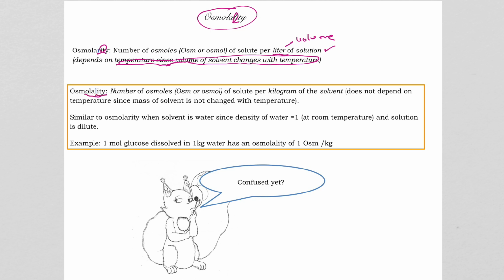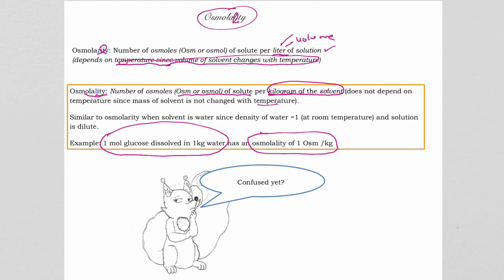However, osmolality is the number of osmoles of solute, not per volume, but per weight of the solvent. In this case, kilogram of, let's say, water. The nice thing about this is that the weight of the water does not depend on the temperature or even the pressure. So it's the mass of the water rather than the volume of the solution. For example, 1 mole of glucose dissolved in 1 kilogram of water will have an osmolality of 1 osmol per kilogram of water. Now, osmolality is what is measured in the clinical lab. Our instruments measure osmolality.